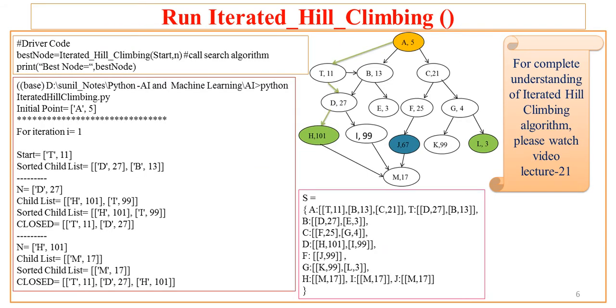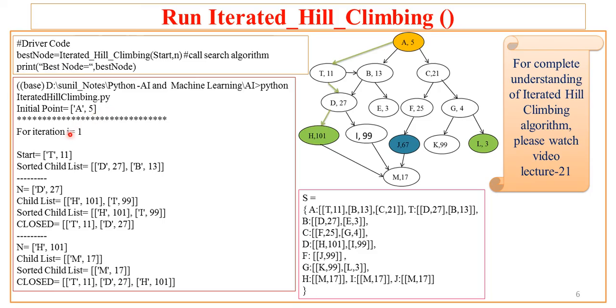Now here I have invoked the Anaconda prompt, and there I try to execute this algorithm, the iterated hill climbing.py file, using the Python interpreter. This algorithm is called with two parameters, that is the start node and the number of iterations, n value. Once the iterations are done, it will return the best node, which is nothing but the global optima. It is global maxima in our case.